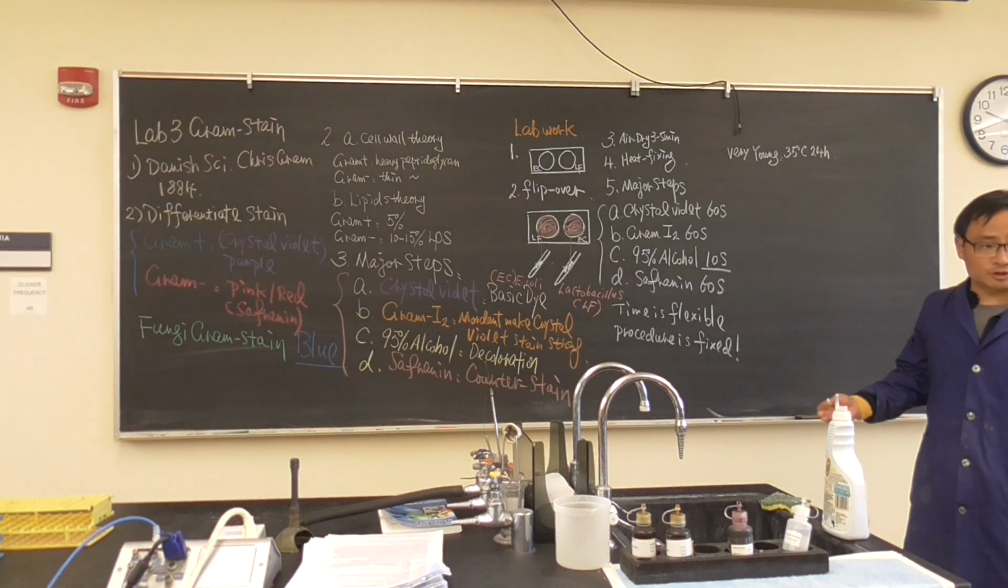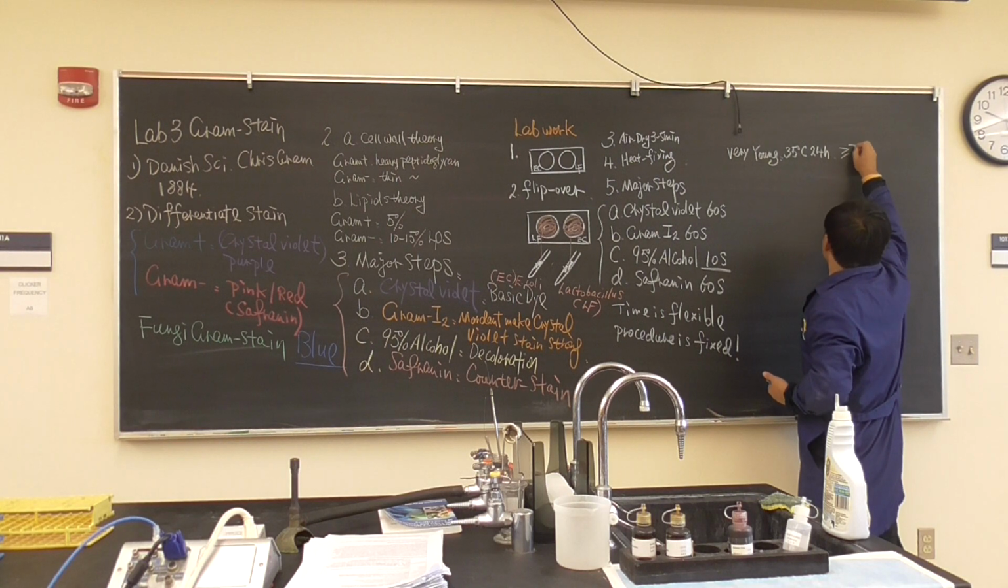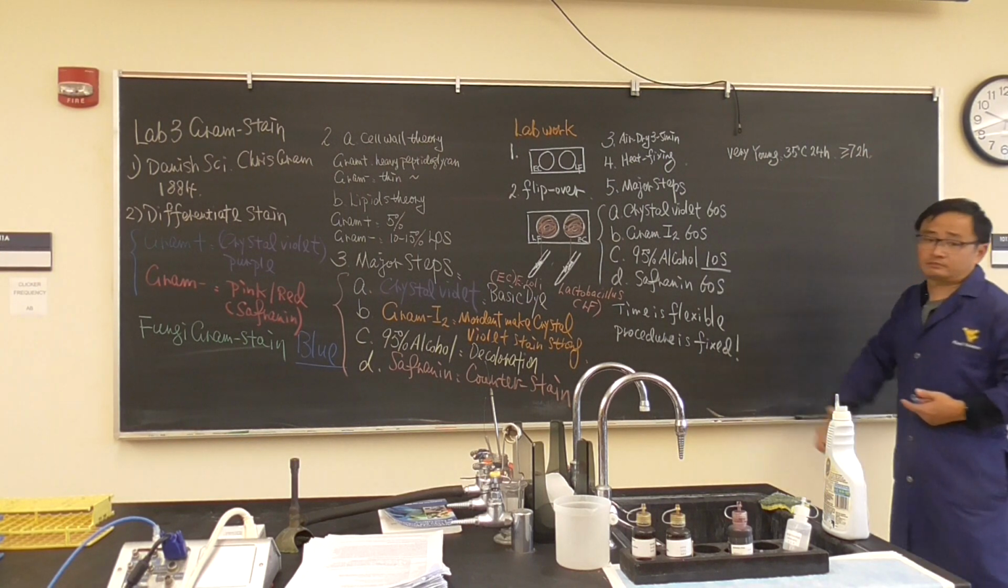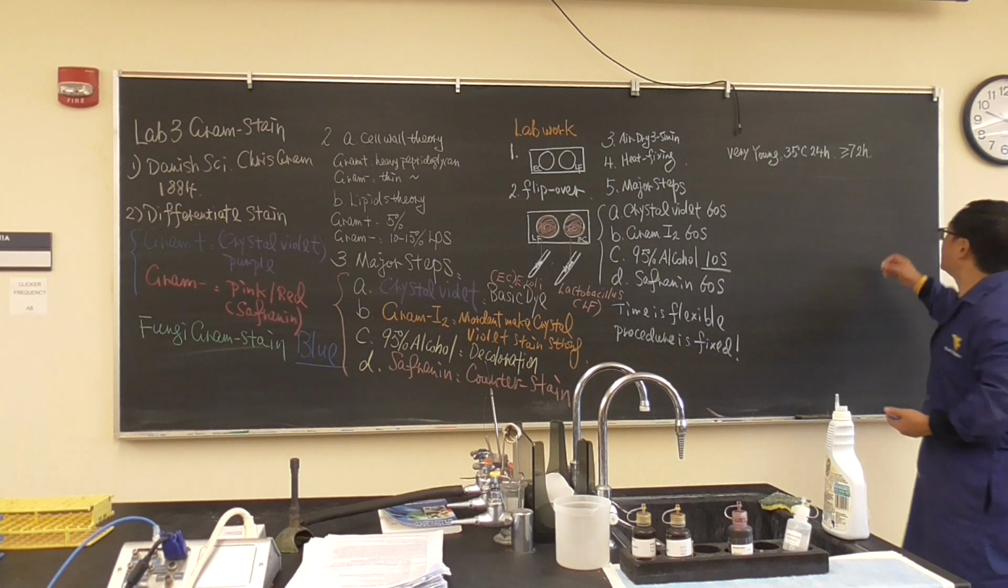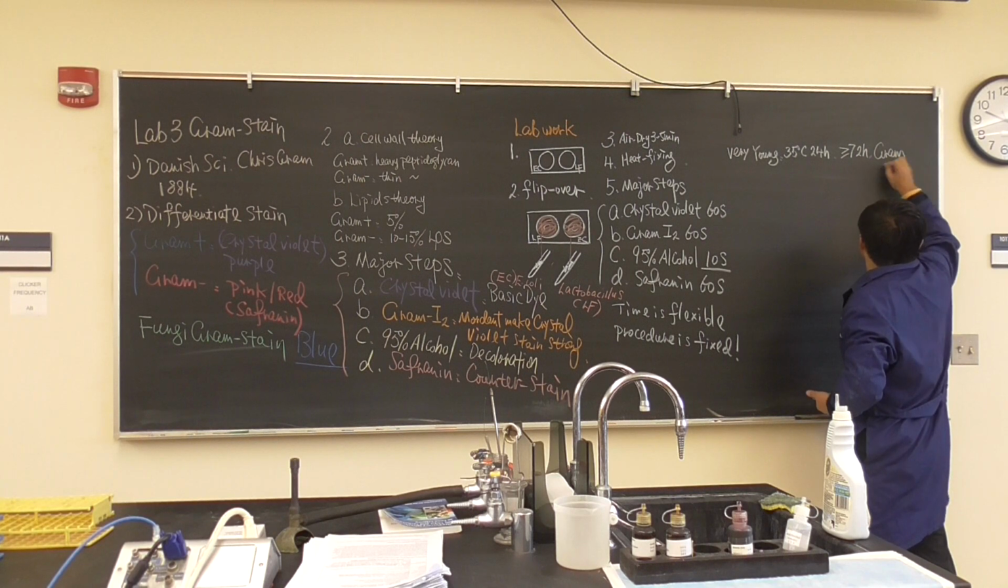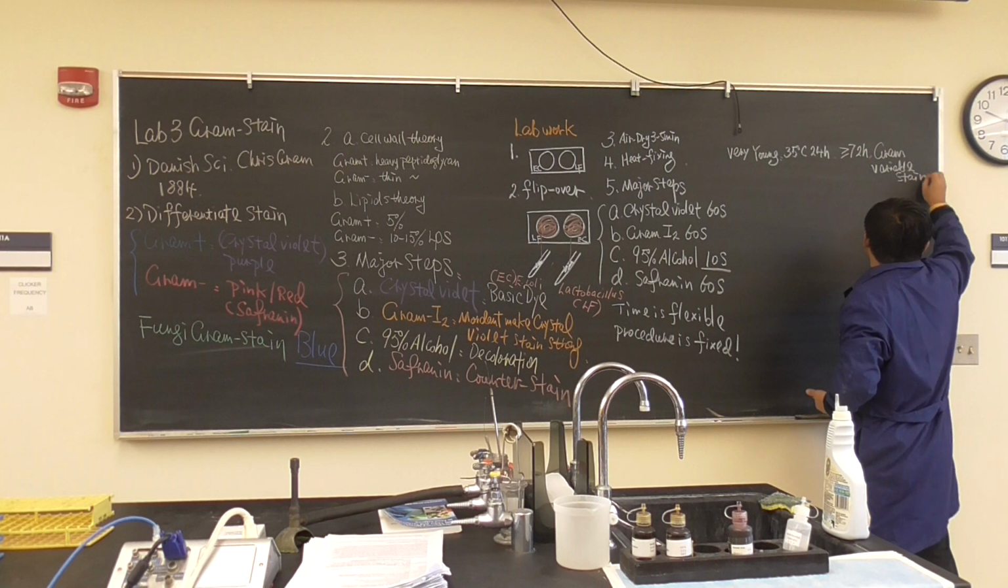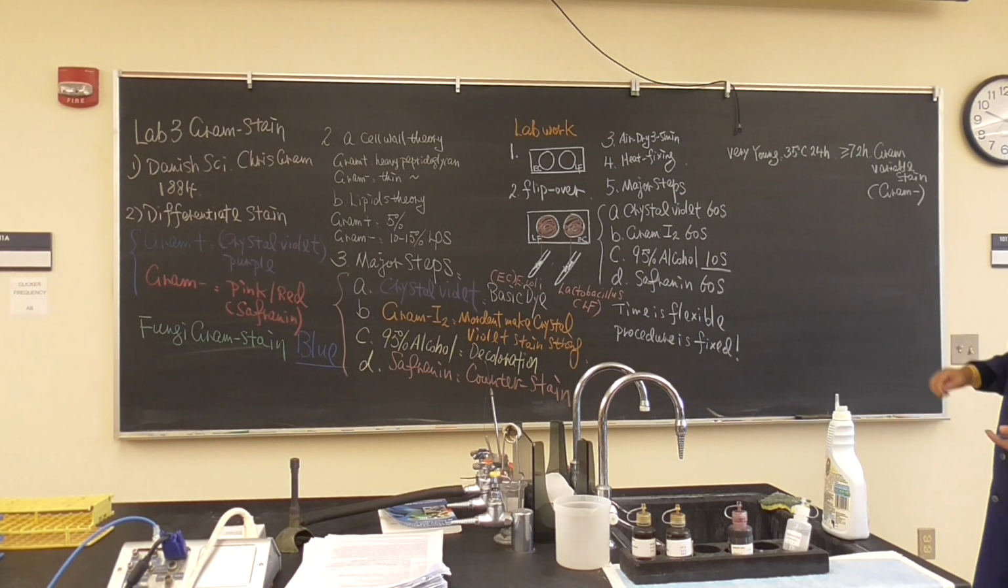If you use an older culture, let's say more than 72 hours, what will happen? The cell wall will start to crack down. The peptidoglycan will start breaking down. What will happen? It cannot hold on to the crystal violet. So everything stains like a gram negative, or pink. We call this gram variable stain, which means everything stains like a gram negative if it's an older culture.